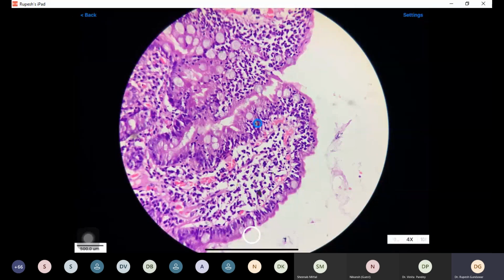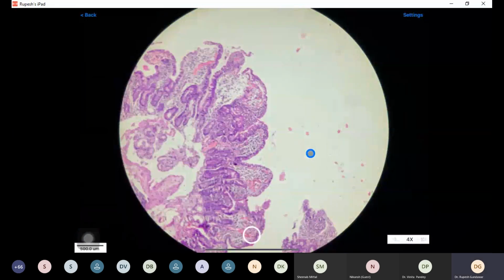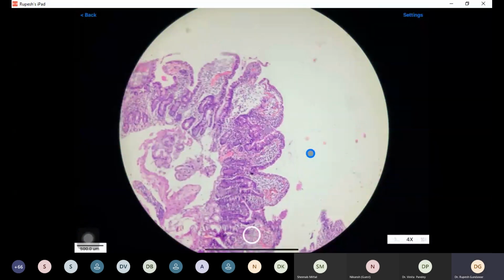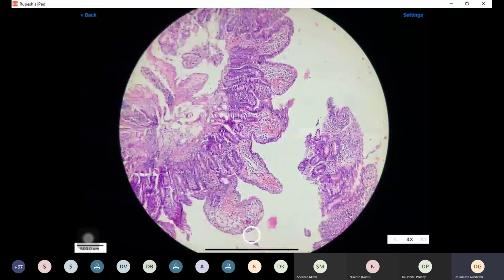You can see most of the lymphocytes are concentrated at the tip. And if you go towards the base of the villus, there is a decrease of lymphocytes. That means it is a tip-heavy inflammation. This is one thing that we have to evaluate when evaluating for malabsorption pattern, the tip-heavy inflammation of intraepithelial lymphocytes. So the three features are there: villus atrophy, crypt hyperplasia, and intraepithelial lymphocytes.